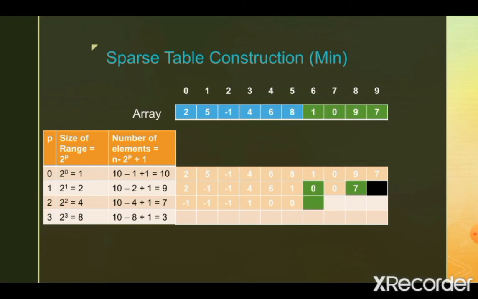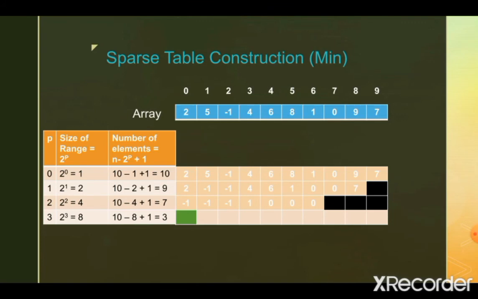Now this is the last element and its value is 0. After this we cannot proceed. We have reached the end. Hence the next three elements don't exist. So the third row, which corresponds to 2 to the power of 2, ranges of length equal to 4, contains only 7 elements.